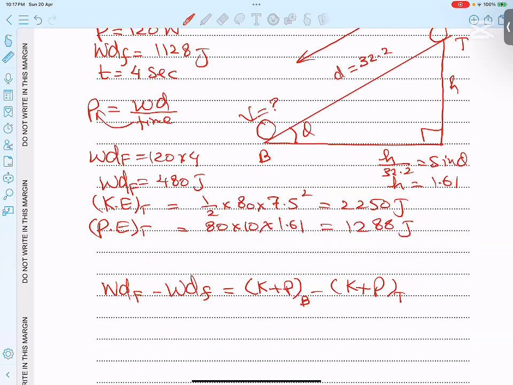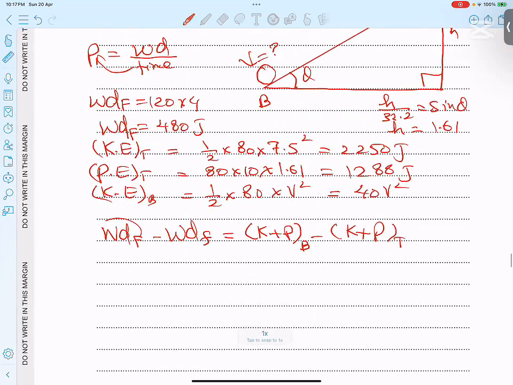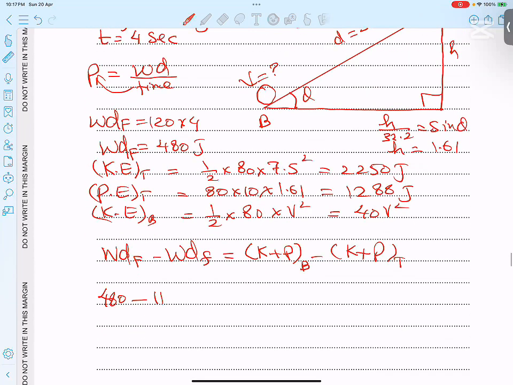What is left, students? The only thing left is the kinetic energy at the bottom, B for bottom, and the formula is half mv squared, so I get 40v squared. Now, students, I will plug in all the values. This value will come from here, 480 joules, and this value will come from here, and that is 1128.